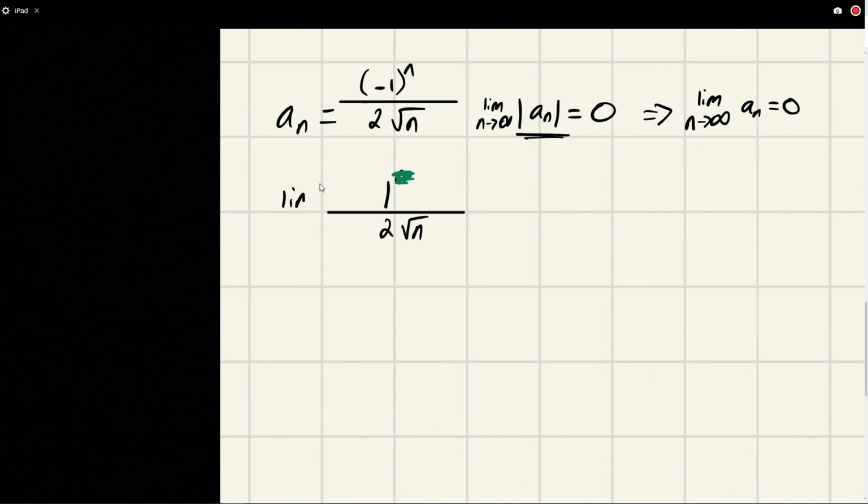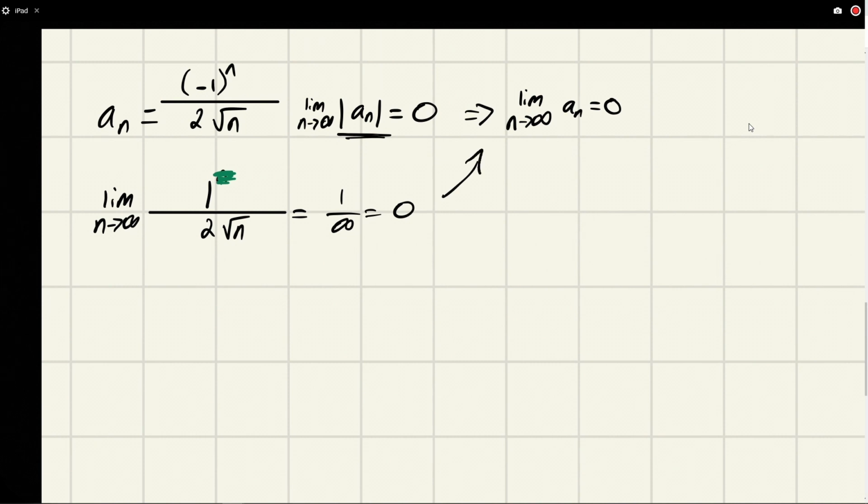Now this is a very easy sequence to take the limit of. Limit as n goes to infinity of this thing is 1 over infinity, which will give us 0. And so here we get 0 and we say, okay, well, that's the absolute value version. So this therefore means that the sequence goes to 0 by this theorem. So 0 is where this sequence will converge to.